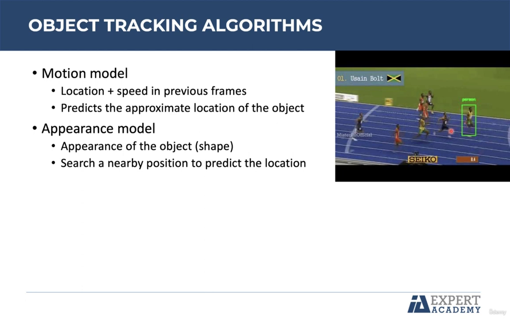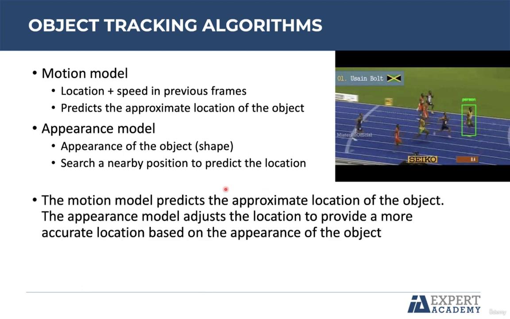Here we have a summary of these two concepts. The motion model predicts the approximate location of the object. The appearance model adjusts the location to provide a more accurate location based on the appearance of the object. And in general, algorithms use both techniques together, the motion model plus the appearance model.